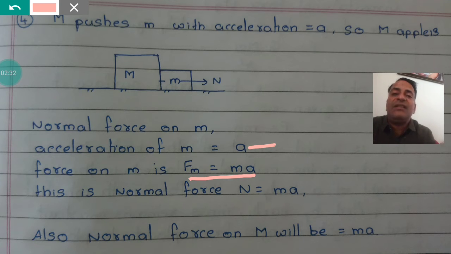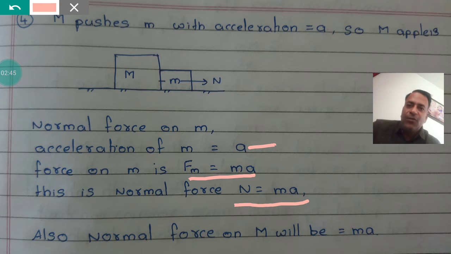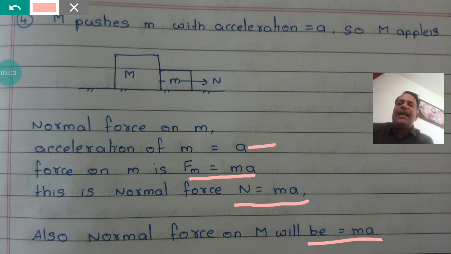So what is that force? That is the normal force. So what is the normal force applied by capital M on small m? That is m into A. There is no gravity here. Okay, this is applied force. Now if I ask you what is the normal reaction force which is applied by small m on capital M? It will be equal and opposite, so that will also be equal to ma.